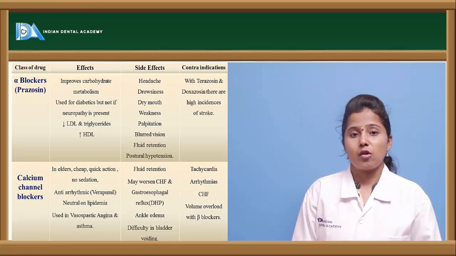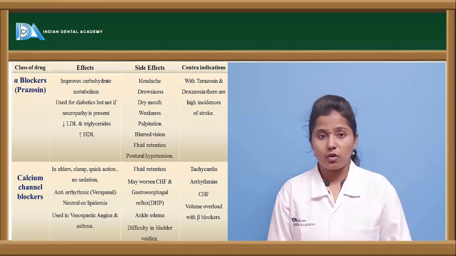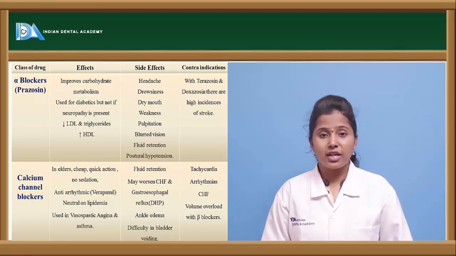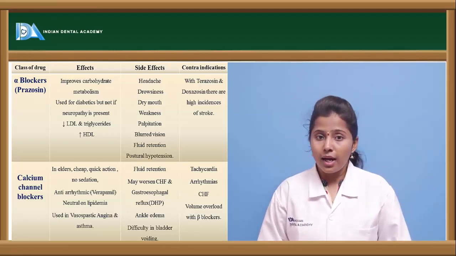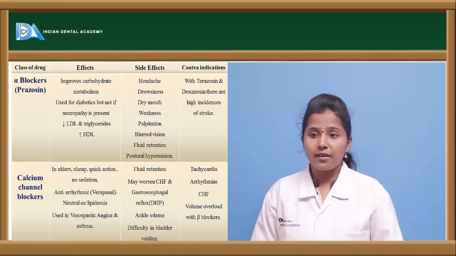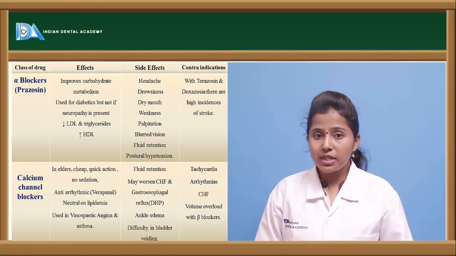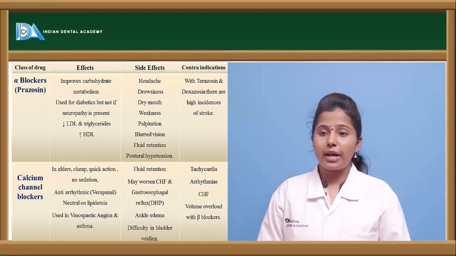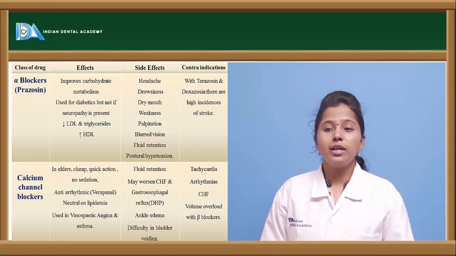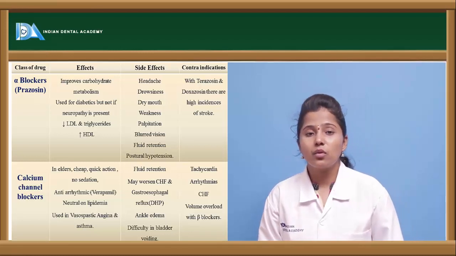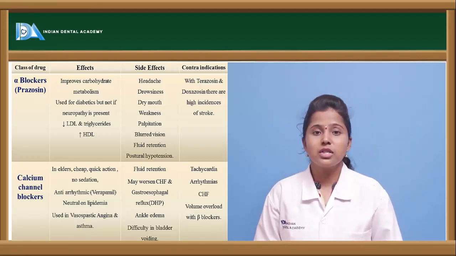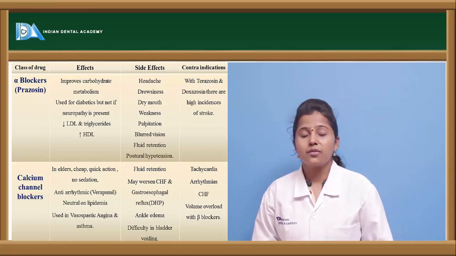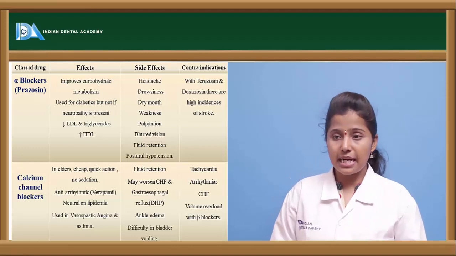And calcium channel blockers. Let us see the uses of calcium channel blockers. Calcium channel blockers are used in arrhythmia, hypertension, angina and various other cardiovascular disorders. And they produce effects like no sedation in elderly patients, and there will be an anti-arrhythmic effect because of verapamil, and they act neutrally on lipidemia. There won't be any fluctuations in the lipid profile when calcium channel blockers are used, and they are used in vasospastic angina as well as asthma.